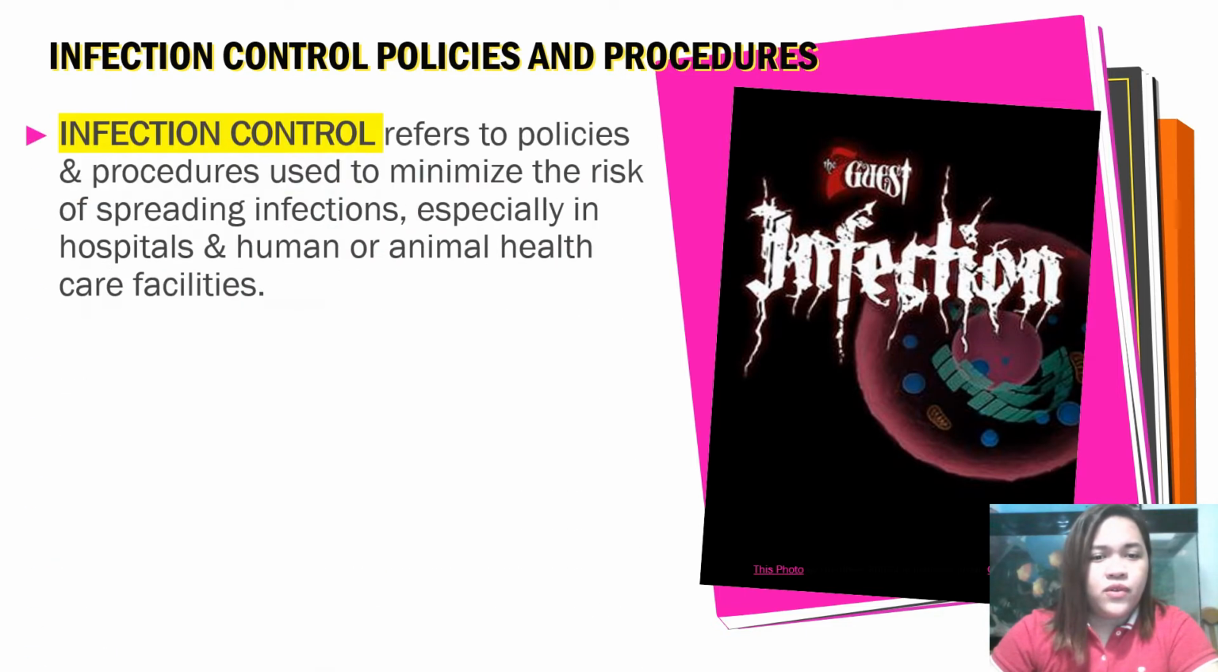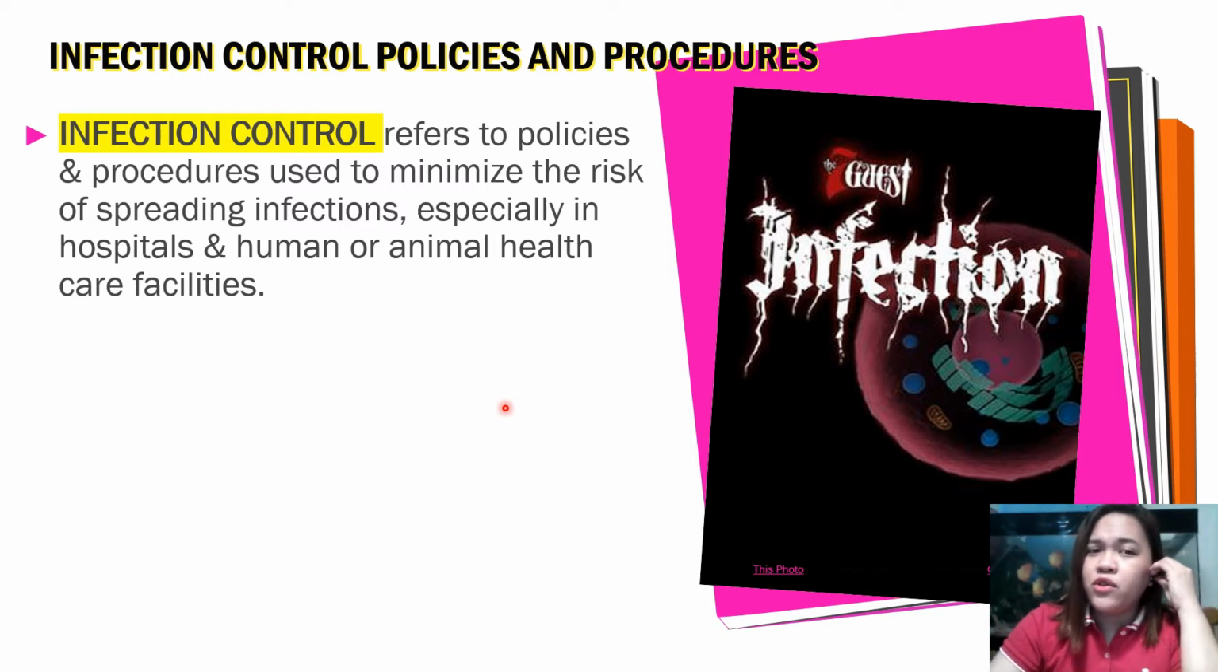First comes infection control. This refers to policies and procedures used to minimize the risk of spreading infection, especially in hospitals and other human or animal health care facilities. According to this definition, these policies are the rules, or the things that we do, in order to minimize the risk of spreading infection to another person.